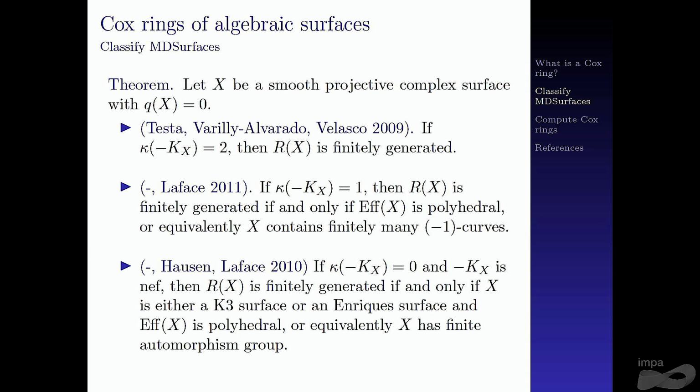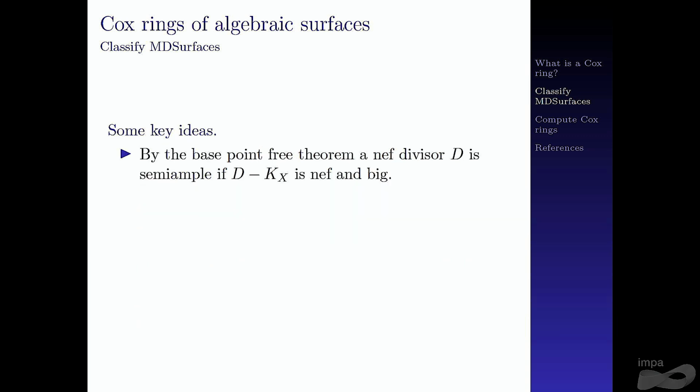Of course I will not go into the proof, but to give you just an idea of why this kind of positivity of the anti-canonical class gives good properties in terms of finite generation, let me just mention two facts. There is a theorem, called the base point free theorem, which says that a nef divisor D is semi-ample if D minus K is nef and big, for example. And this is already very powerful.